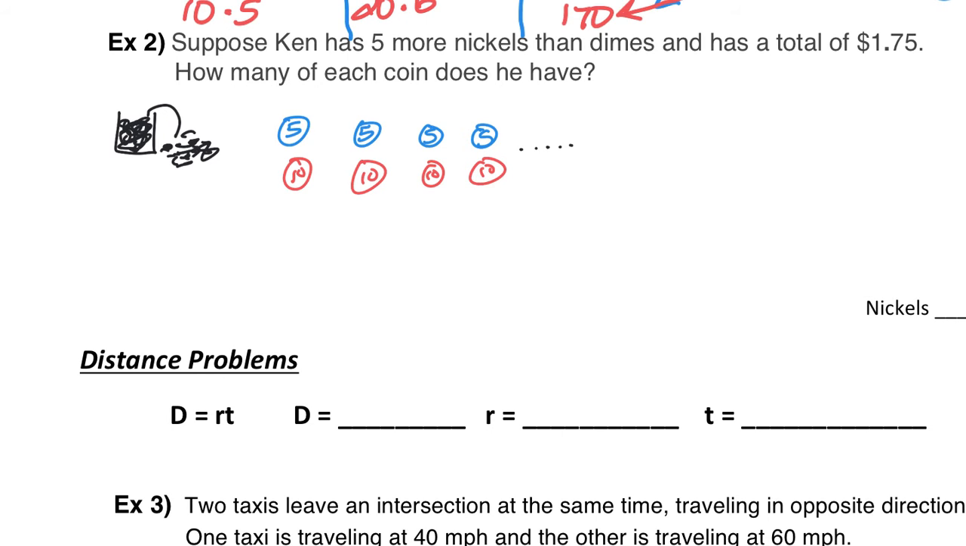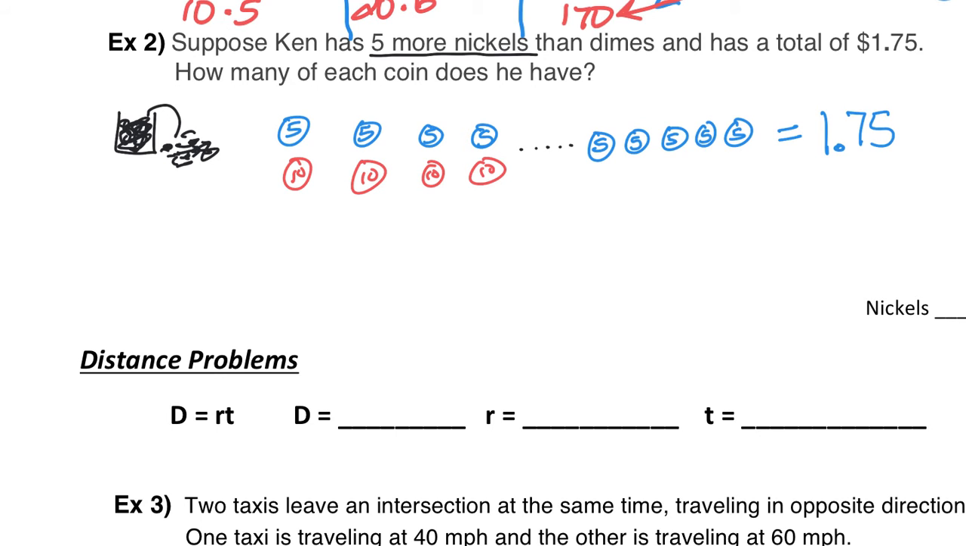But I do know that when I'm done pairing things up, nickels and dimes, I'm going to have 5 more nickels left over. So I'm going to have all these pairs here, then I'm going to have an additional 1, 2, 3, 4, 5 nickels. And I know that all this money together has to become a total of $1.75.